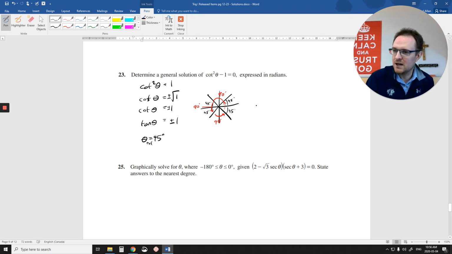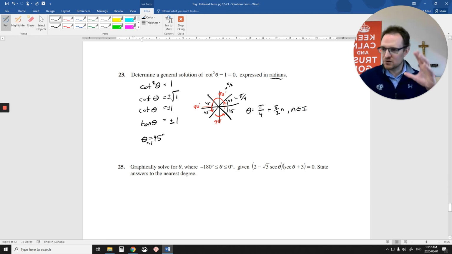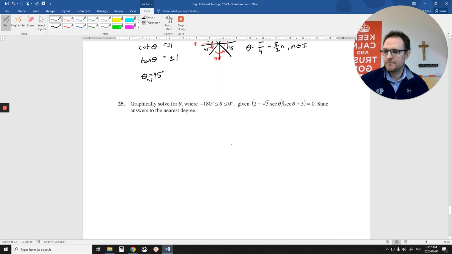So what I can do here is put all of these together as one general solution, where I start off with, I want this in radians, so this would be pi over 4. So I start with my principal angle, pi over 4, plus 90 degrees. 90 degrees is pi over 2, n, where n is an integer. So I can just combine it together as one thing, which is nice.